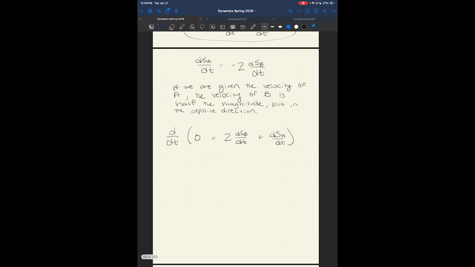What is the time rate of change of 0? Still 0. How do I take a time derivative of something that already has a time derivative? Take the second time derivative. Ooh, it's the exact same relationship for accelerations. If I am given the acceleration of A, then the acceleration of B is half the magnitude but in the opposite direction. Same relationship.